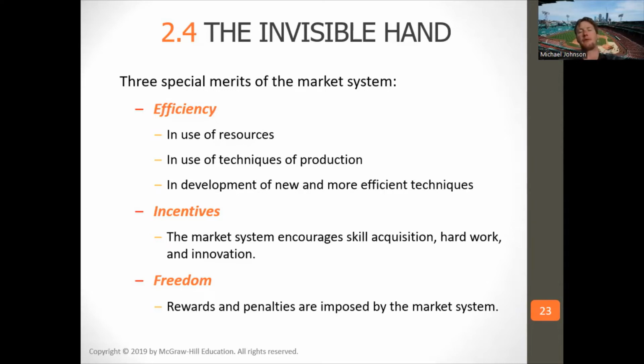So like if the company is not producing a very high value product, then customers will probably go to another company to buy their product.